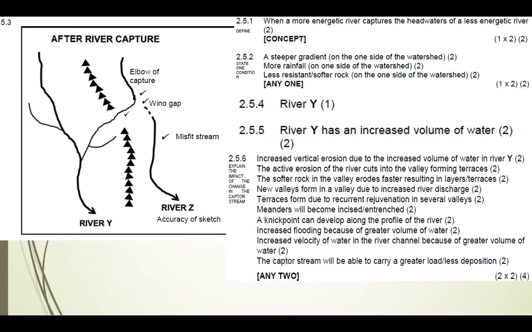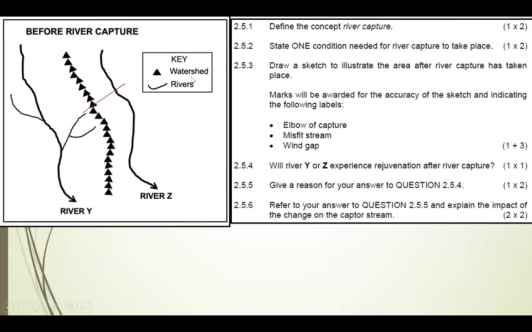And now you must also be able to answer these questions. Will river Y or river Z experience rejuvenation? What is rejuvenation? It is when the river renews its erosive ability, or when a river begins to erode vertically again. We call that process river rejuvenation. Now, question 2.4, 2.5: will river Y or river Z experience rejuvenation?